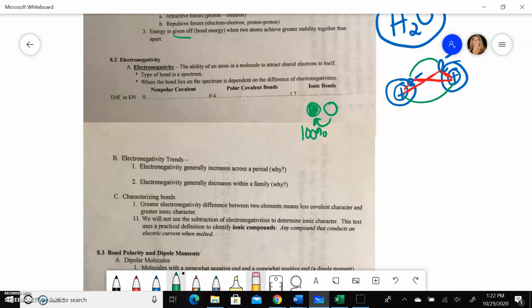If it's polar covalent, we might have one that's a little bit more electronegative than the other. So it's going to be like maybe 80-20. So it'll stay on one 80% and the other is 20%. So we do say that they're sharing because it goes to the other one as well, but it's not sharing evenly. So this is polar covalent. And then if they're about the same in terms of electronegativity, then it's going to be a 50-50 relationship. And that's where we call it nonpolar covalent.